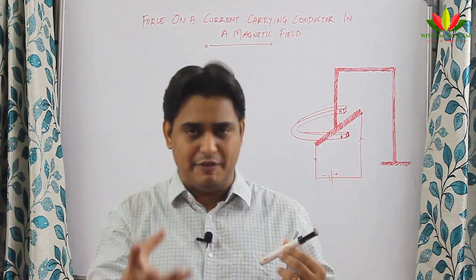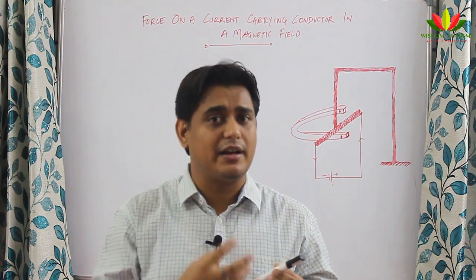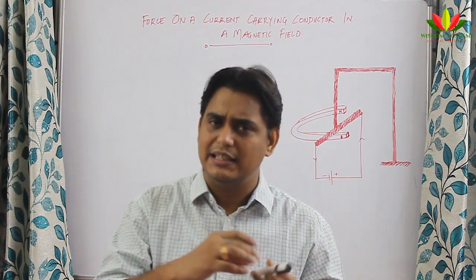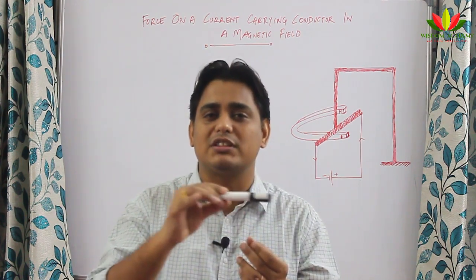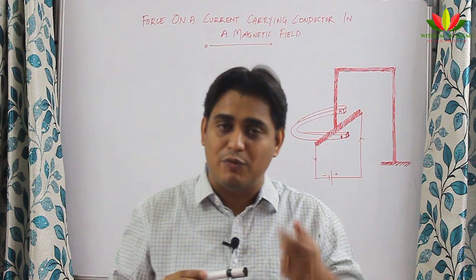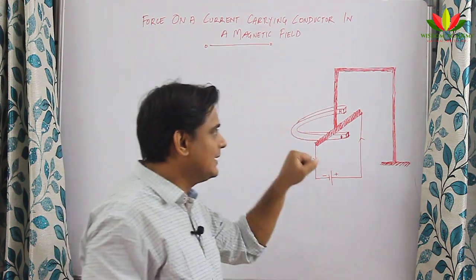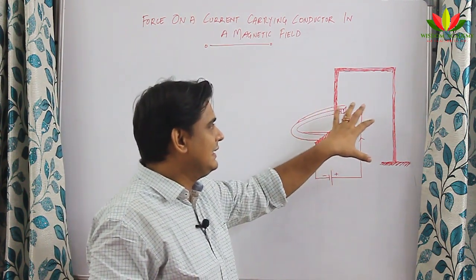There is already a magnetic field, and one more magnetic field will be created by this current carrying conductor. These two magnetic fields will interact and there will be some force acting on this conductor. It will start moving.